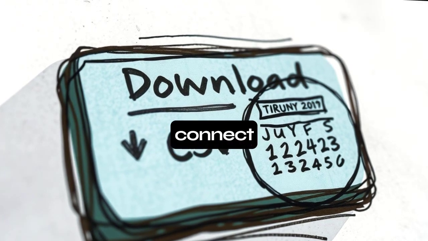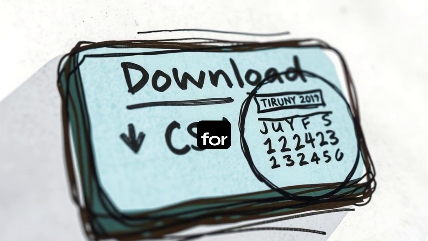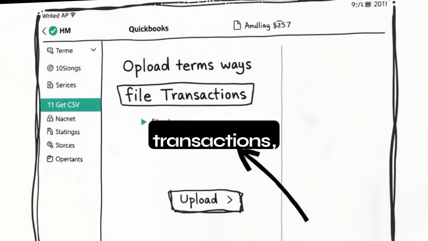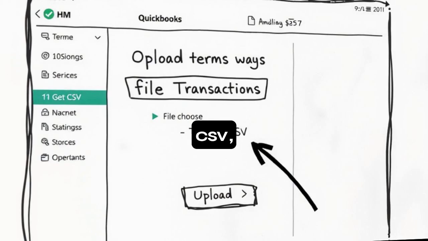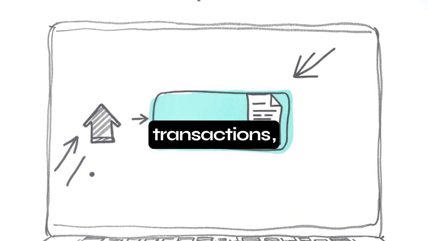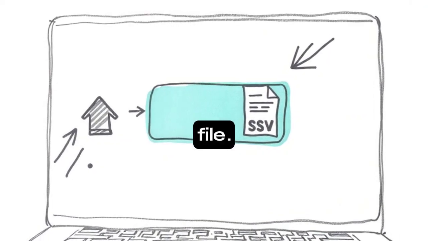If Automatic Connect isn't available, download transactions from TD as a CSV for the dates you need. In QuickBooks, go to Banking, choose Upload Transactions, select the TD CSV, and start the import. In Mint, open Add Accounts or Transactions, pick Upload a File, then import the TD CSV file.